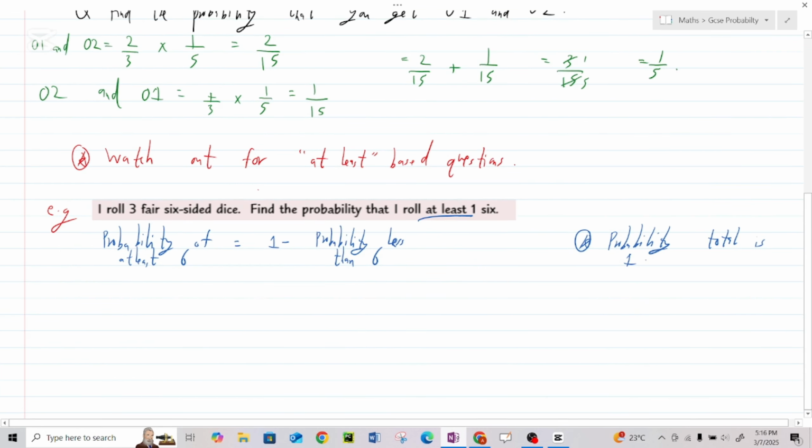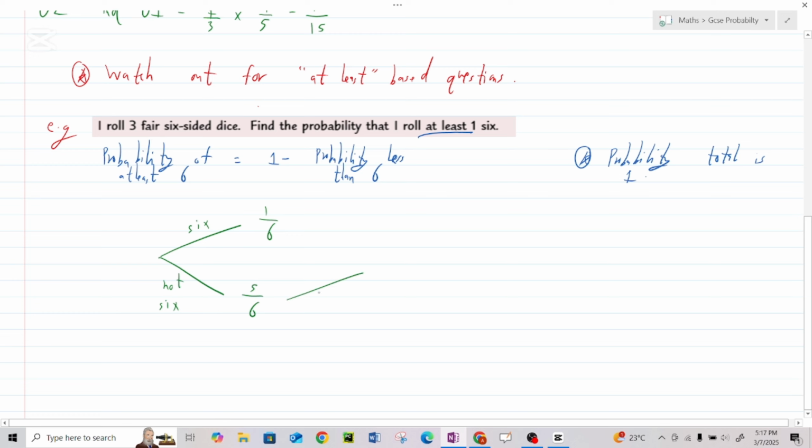Now what you're going to do is first make your tree diagram, because that's what this was all about. So first, let's say you roll a dice. You have two possibilities: you get a 6 and not a 6. Probability you get a 6 is 1 by 6. Probability you get not 6 is 5 by 6. Then you roll again, with a 6 or not 6 again, because we want to find the probability that you don't get a 6 in 3 dice.